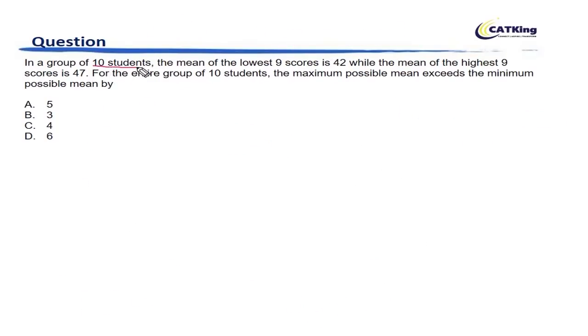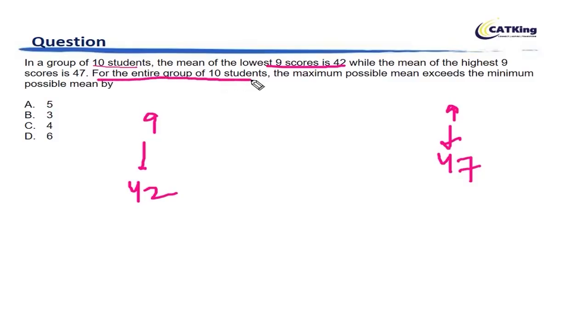A group of 10 students. The mean of the lowest 9 scores is 42. So the lowest 9 scores' mean is 42. And the highest 9 scores' mean is 47, right? For the entire 10 students, the maximum possible mean exceeds the minimum possible mean by, and these are the options. Okay.